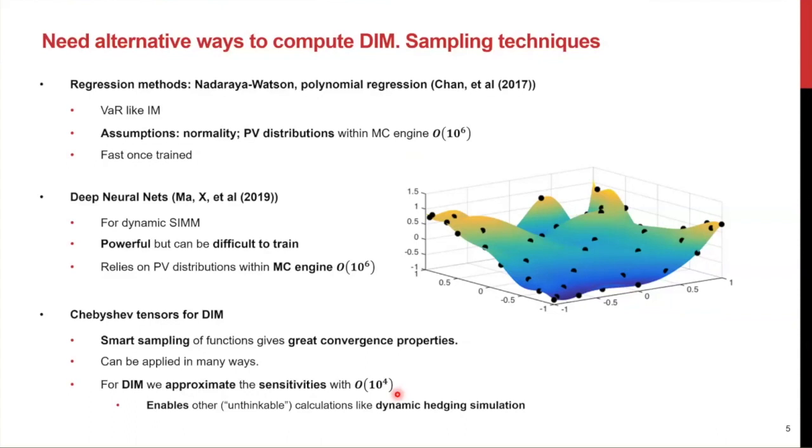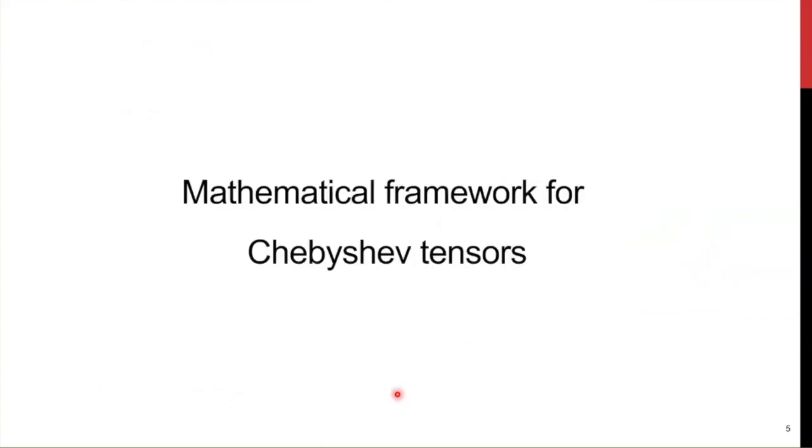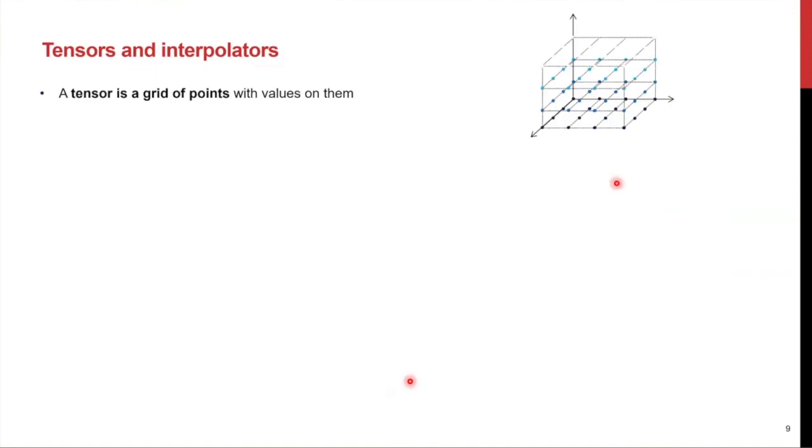Great, so we'll come back to these three techniques later on, but right now I want to go through the mathematical properties of Chebyshev tensors, which are the object that we like using for accelerating risk calculations. I'm going to start from the very basics, but quickly get to the point where we can present the main results of Chebyshev tensors. First of all, I'm going to introduce what a tensor is. And a tensor is just a grid of points with values on those points. So something as simple as what you see here on the right-hand side.